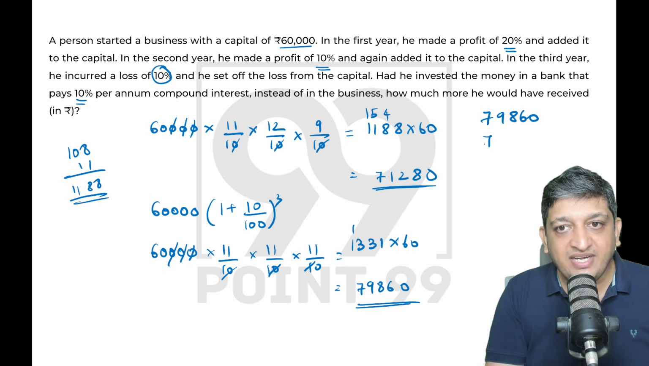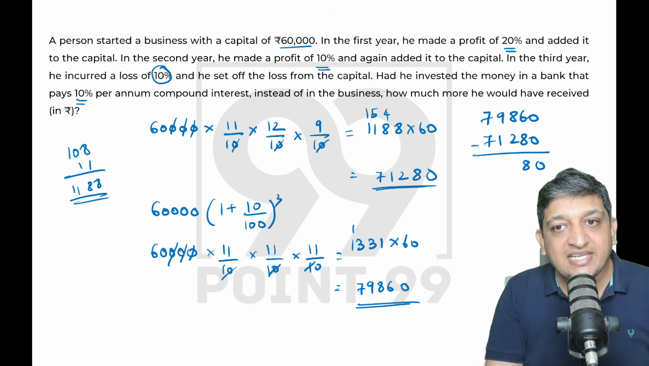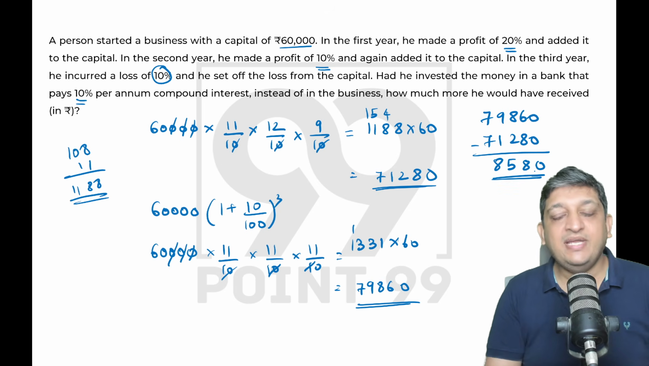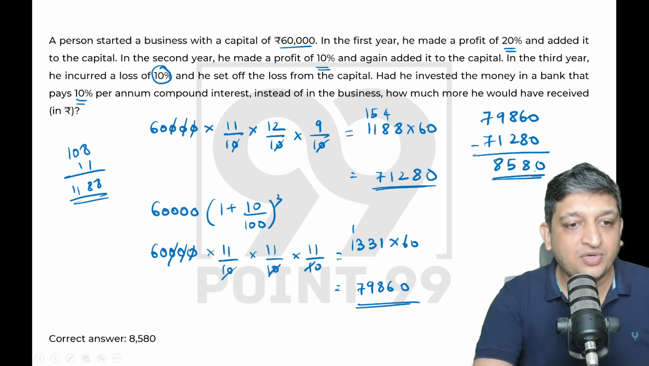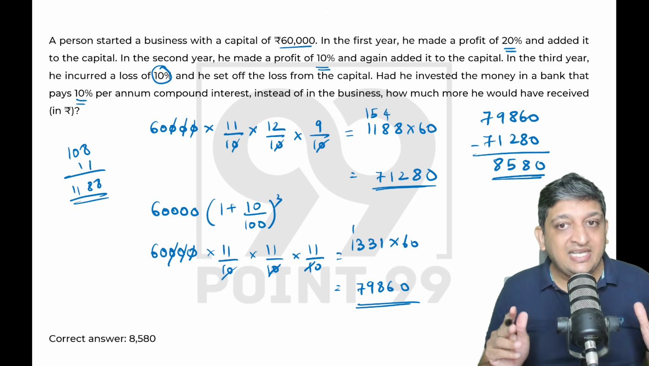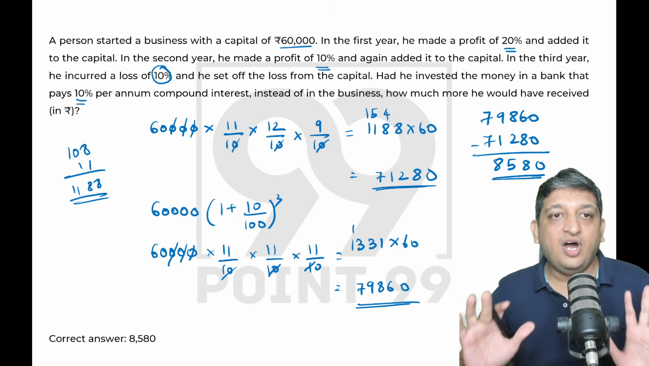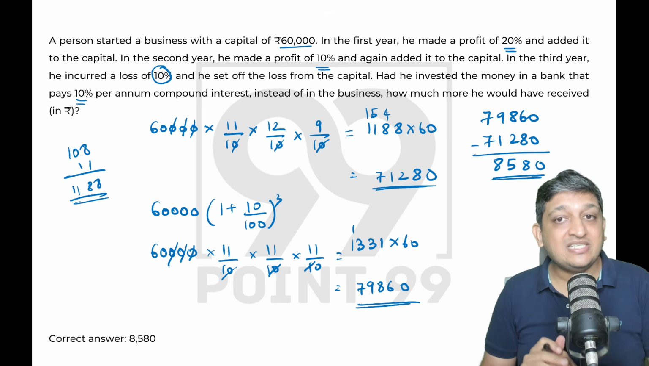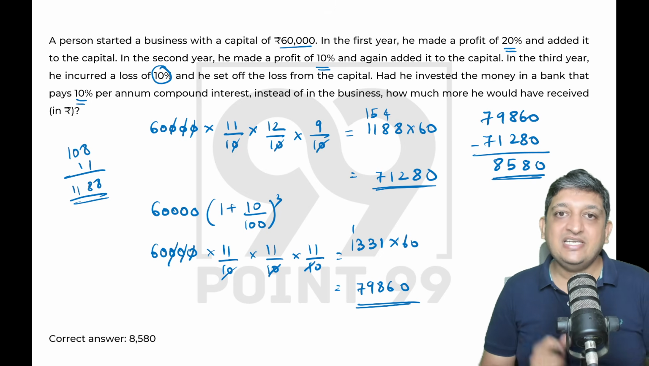He got 71,280. So how much more he could have received? 0 minus 0 is 0. 16 minus 8 is 8. 7 minus 2 is 5. And 9 minus 1 is 8. So 8580 is what he should have got. That is also the answer. So 8580 would have been the extra money that he would have got had he not got into the business and had got 10% per annum as compound interest, right? So that is basically what would have happened.